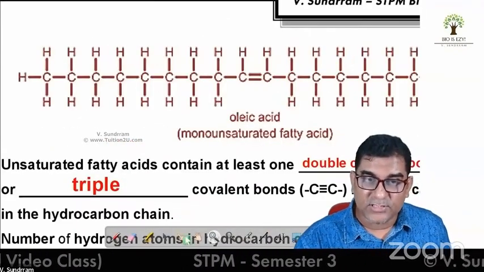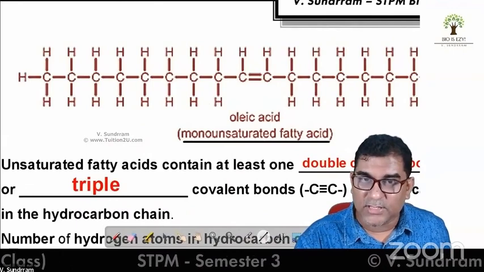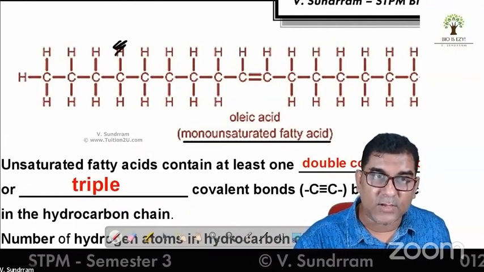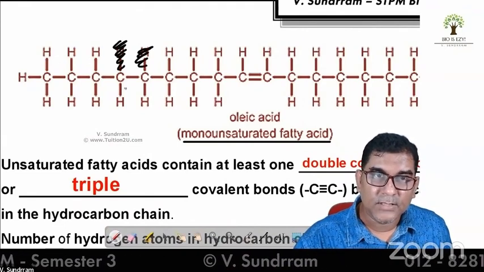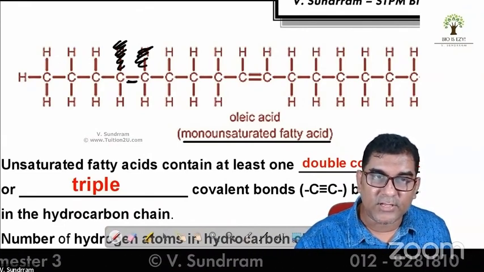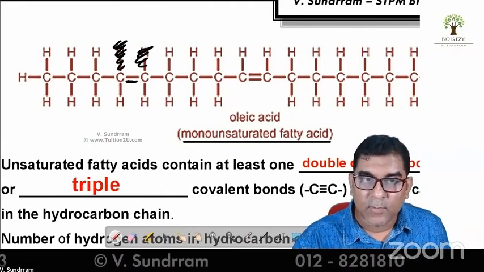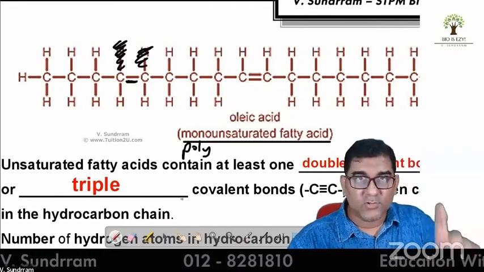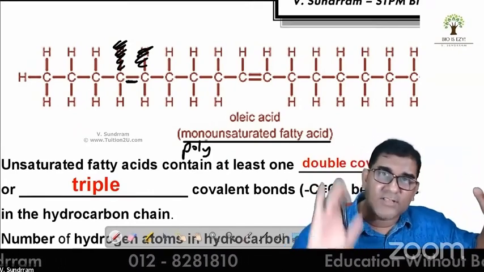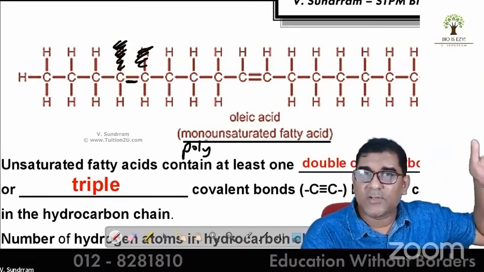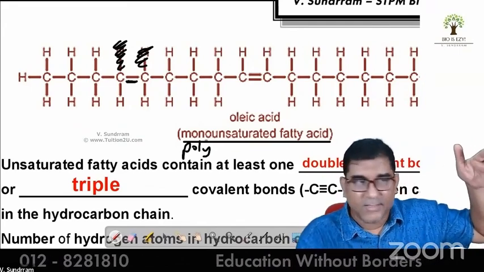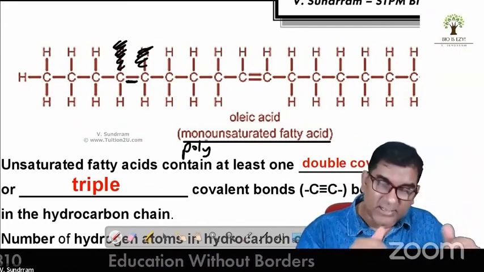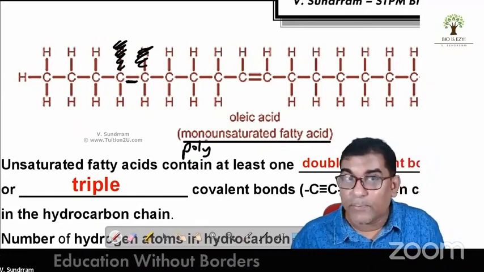If you see this word, monounsaturated fatty acid. If we want, I can remove this one also and put a double covalent bond here. So mono becomes polyunsaturated. Any milk you buy, after the class, go and check the milk that your mother or your father is buying. Check the cover. Or any food you are eating, check the wrapping. You'll see the word polyunsaturated.